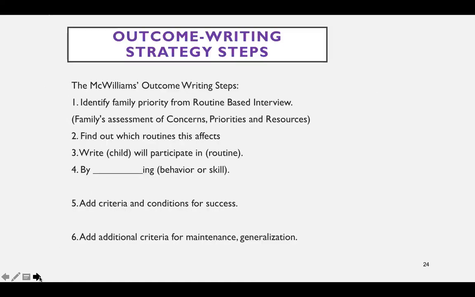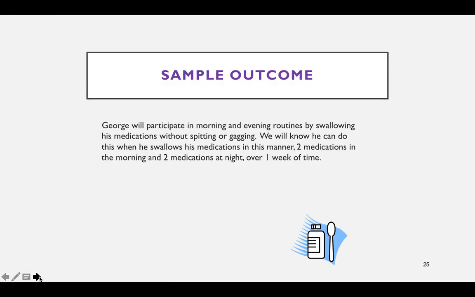So, outcome writing steps: 1 is to identify family priorities, find out which routines this will affect, and write: child will participate in the routine by doing some type of behavior. You add criteria and conditions for success and additional criteria for maintenance and generalization. An example is: George will participate in morning and evening routines by swallowing his medication without spitting or gagging. We will know he can do this when he swallows his medication in this manner: 2 medications in the morning and 2 medications at night over 1 week of time.